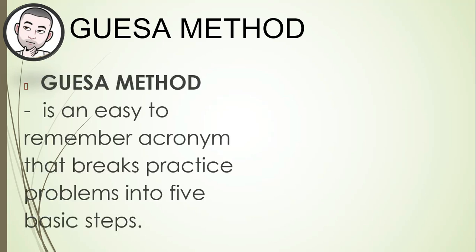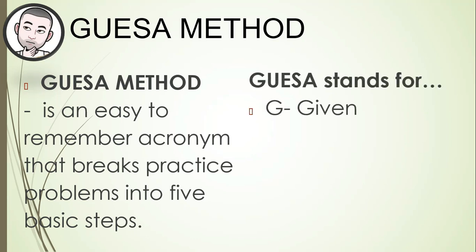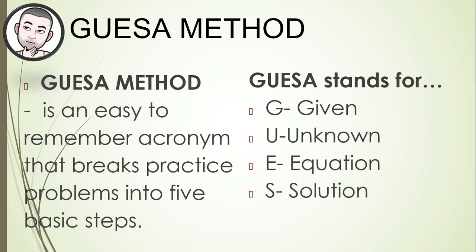Allow me to present to you the method that you will use before solving problems involving the wave equation. This method is what we call the GUESA method. GUESA is an easy to remember acronym that breaks practice problems into 5 basic steps. So what are the 5 basic steps? G stands for given, U stands for unknown, E stands for equation, S stands for solution, and A stands for answer.